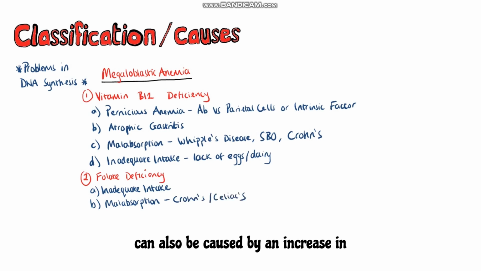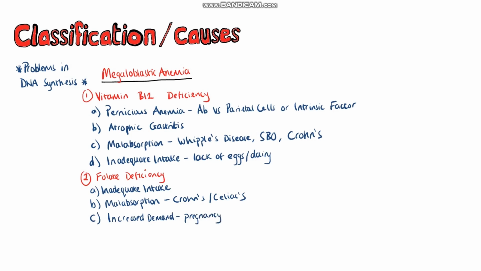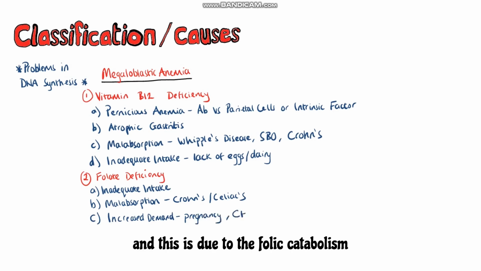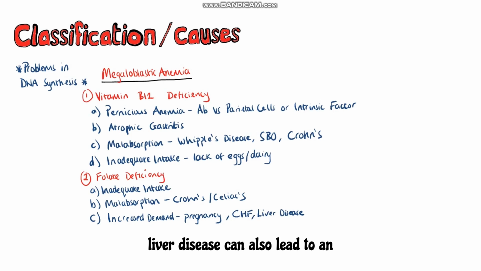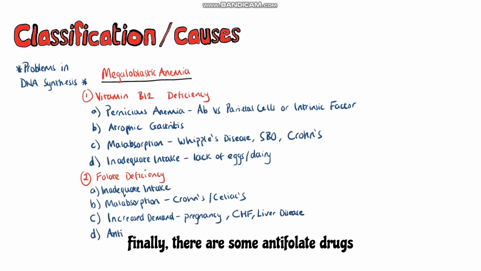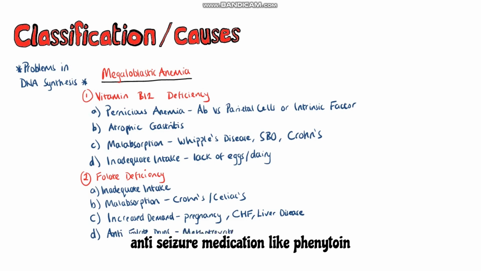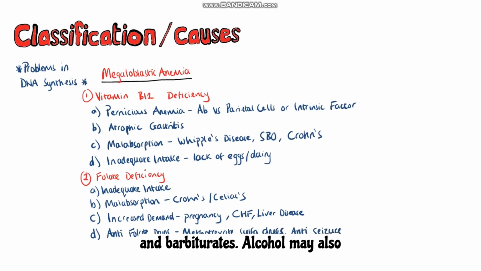It can also be caused by an increase in demand. The biggest one is pregnancy, and this is due to the folate catabolism that occurs. Congestive heart failure and liver disease can also lead to an increased demand due to the release of folate from the damaged cells. Finally, there are some anti-folate drugs such as methotrexate, sulfa drugs, or anti-seizure medication like phenytoin and barbiturates. Alcohol may also interfere with folate metabolism.